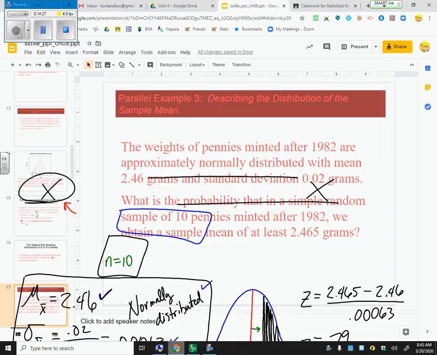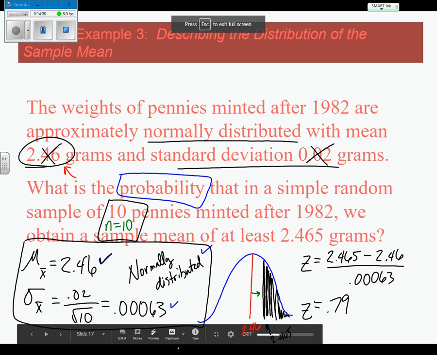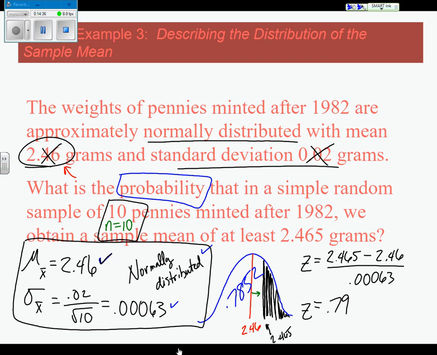Let's get off of this and go back to my slideshow. 0.7852. Now, remember, 0.7852 is going to be all this area to the left. Remember that your z-table loves area to the left. I want the area to the right. So to find my probability that my x bar is going to be greater than 2.465, I'm going to do 1 minus that probability to the left, 0.7852. And that should give me 0.2148.